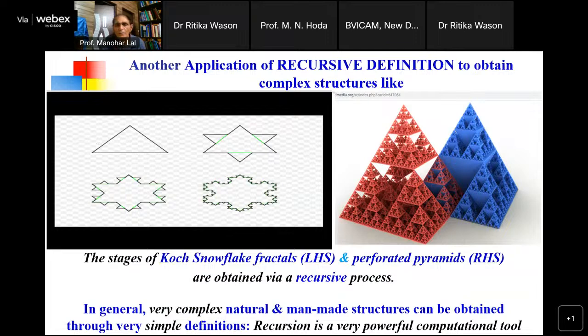Friends, this problem I have discussed earlier also. These are called snowflakes, and fractals are a very important branch of mathematics and even computing. And those are also based on the concept of recursion.